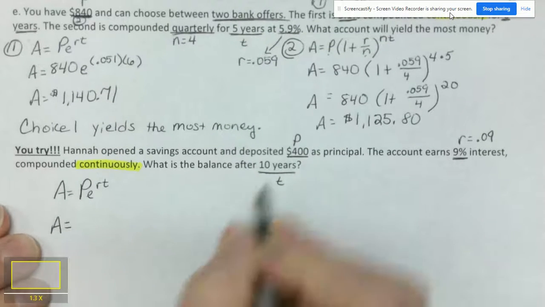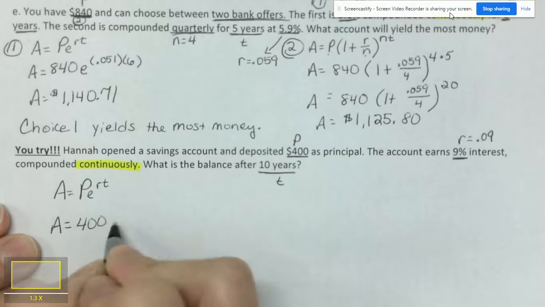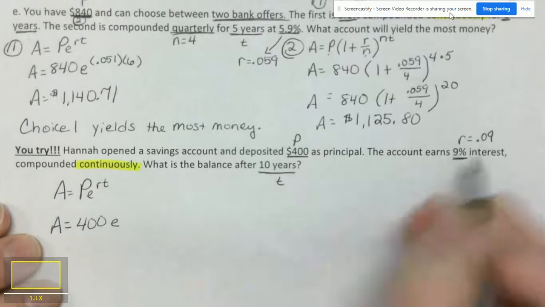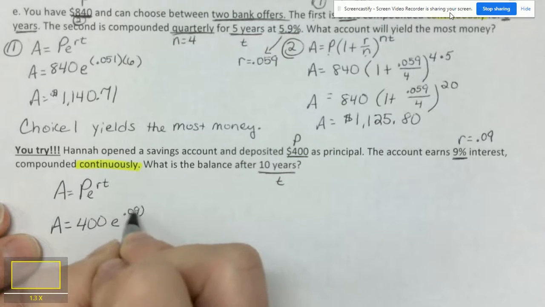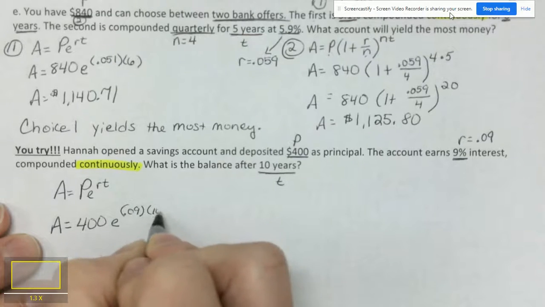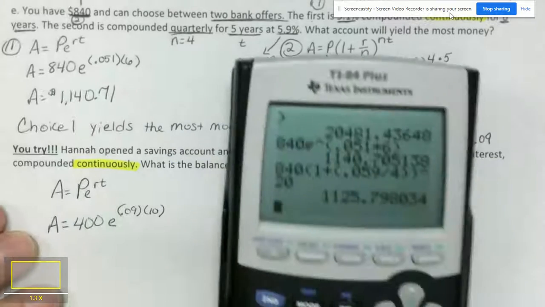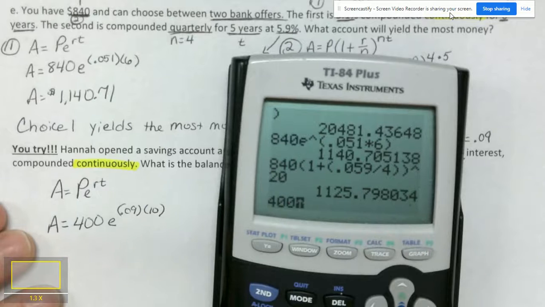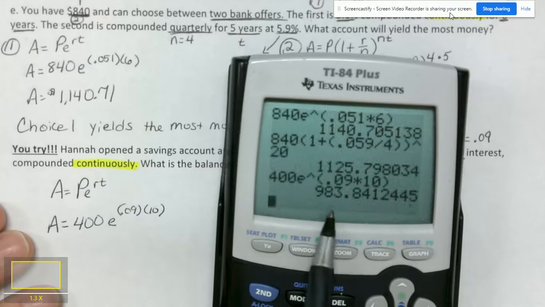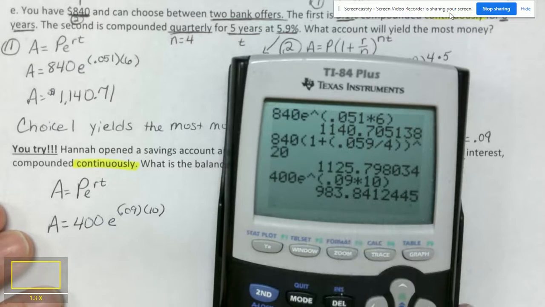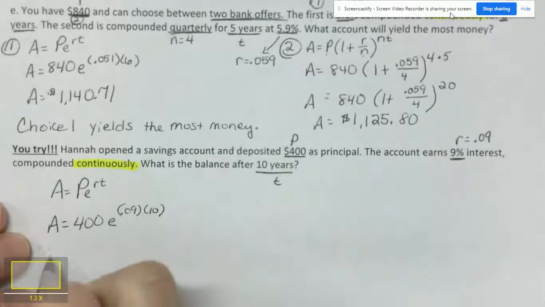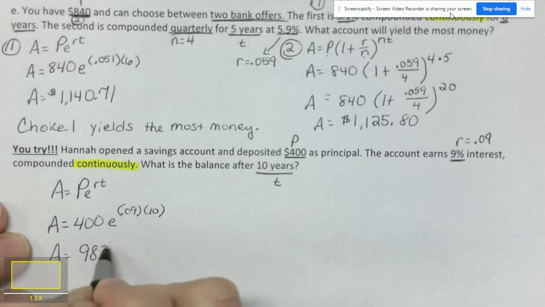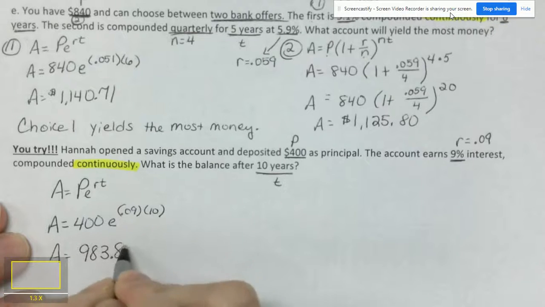All right, so let's fill in. I'm looking for A. P is 400. Euler's number raised to the 0.09, that's your rate, times the time, 10. All right, we plug that in. 400 times Euler's number raised to the 0.09 times 10. That gives us $983.84.